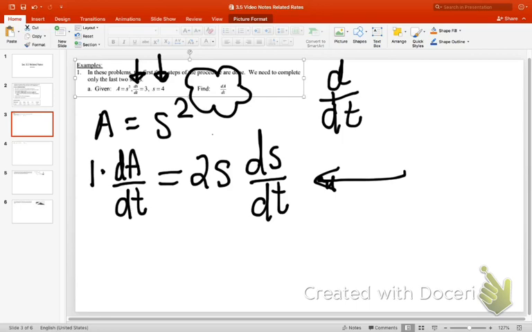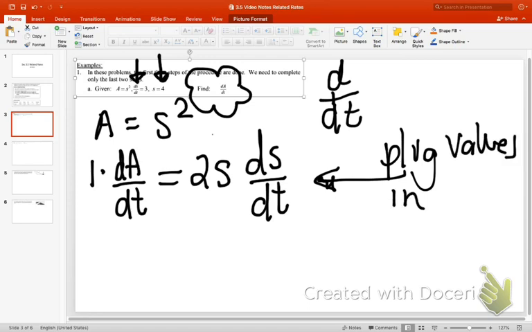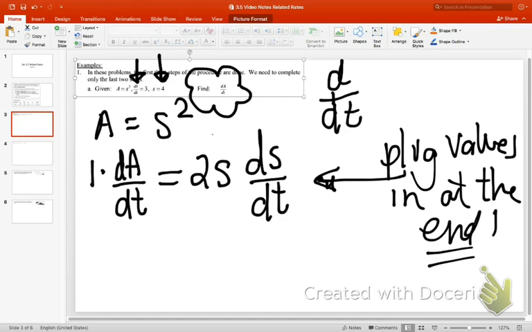It's important that we wait and plug these values in at the end. The reason this is important: if you plug your values in from the beginning, it takes away the variable, and then we would just be taking the derivatives of constants, and the derivative of a constant would just be 0. So we have to wait until the end to plug in part of the givens.